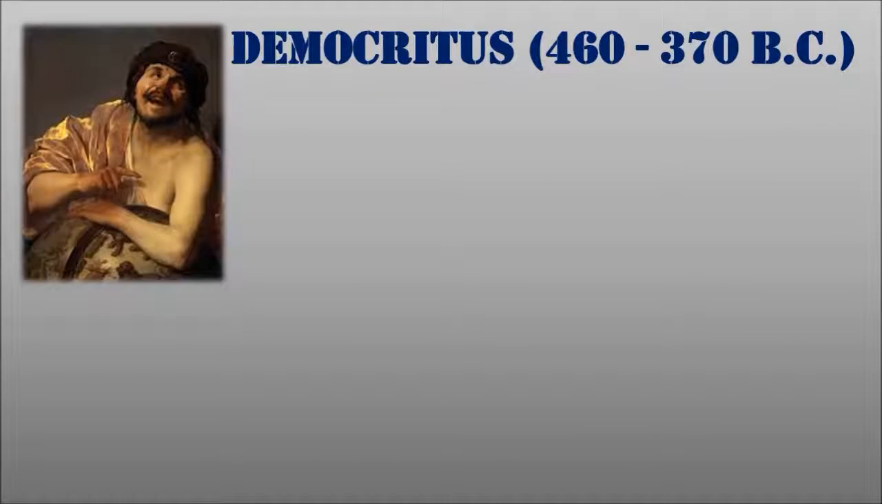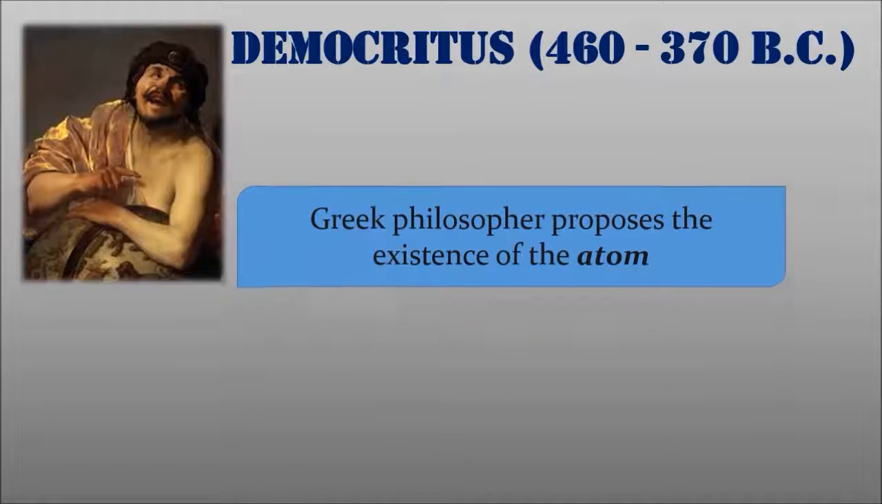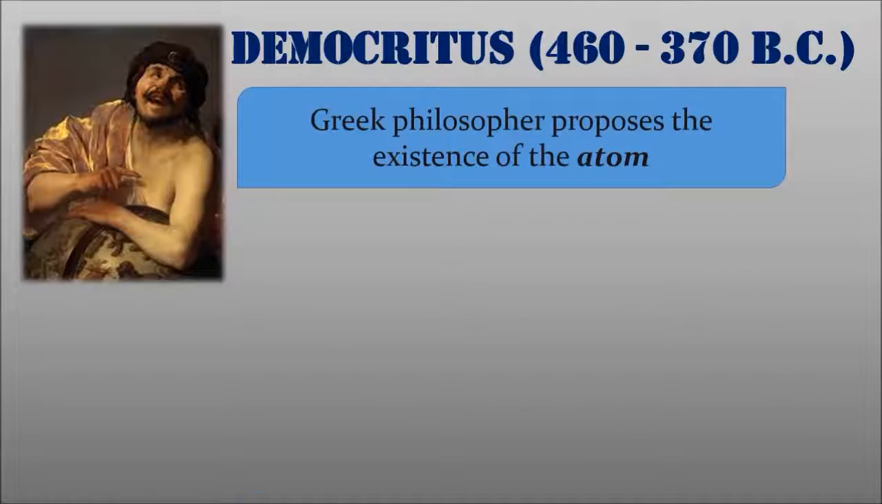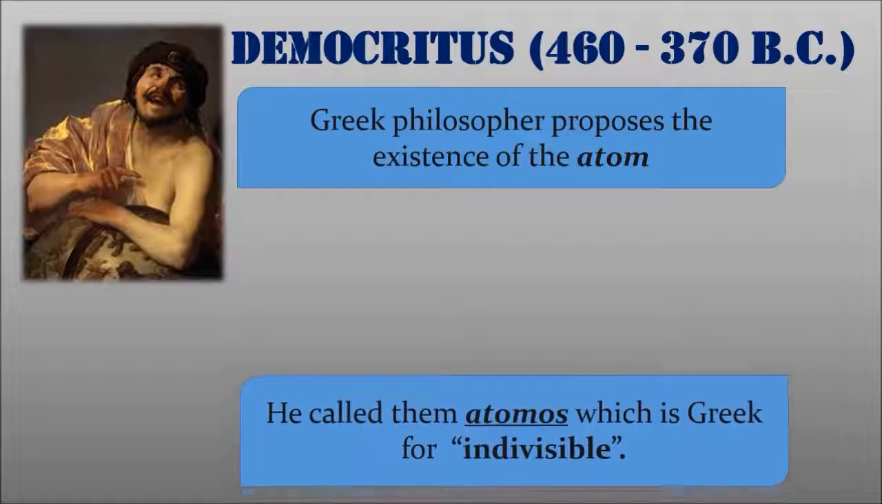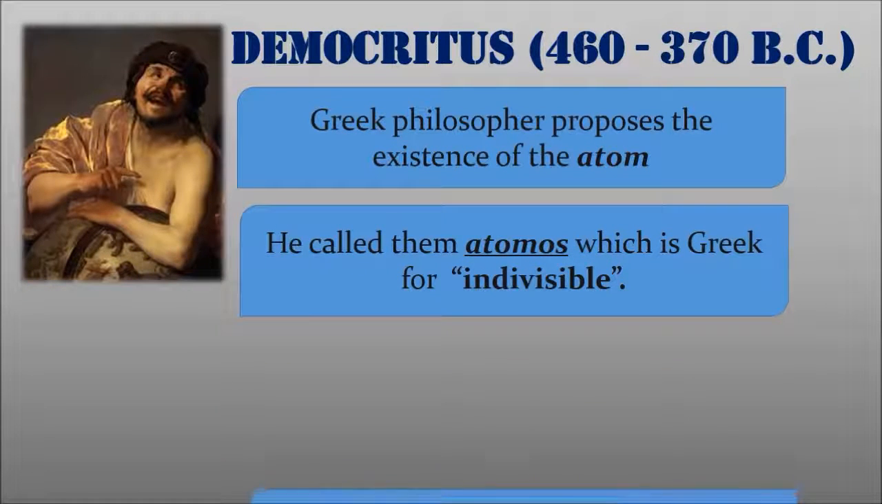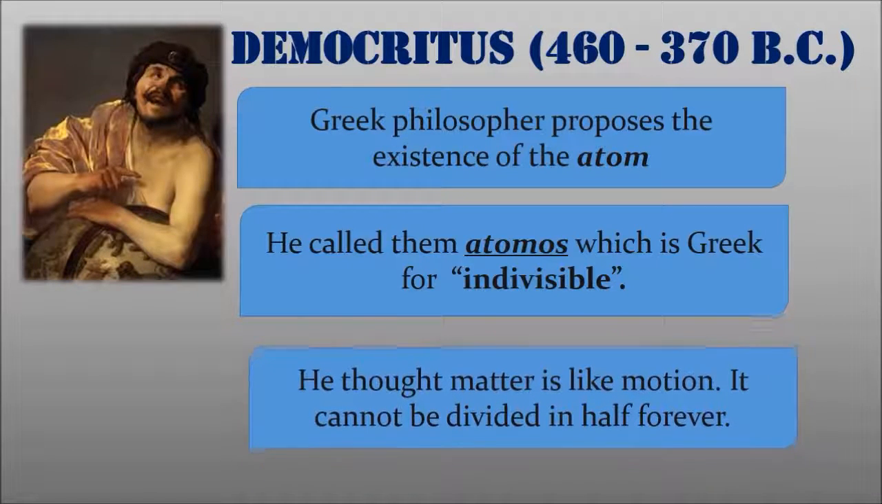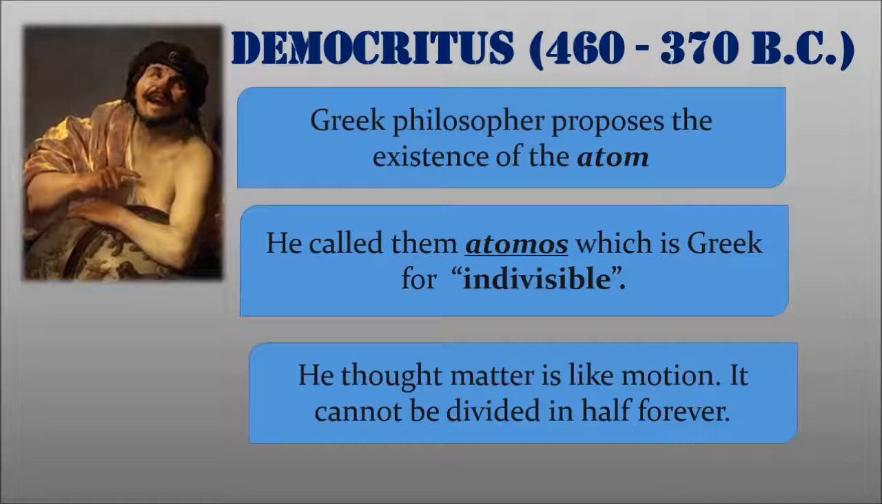Democritus, Greek philosopher, proposes the existence of the atom. He called them atomos, which is Greek for indivisible. He thought matter is like motion, it cannot be divided in half forever.